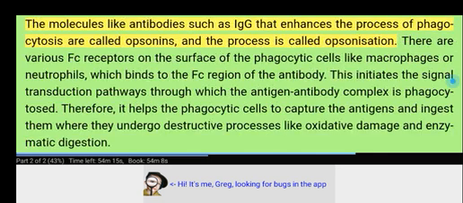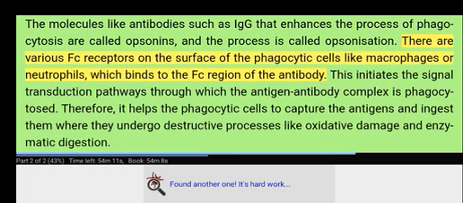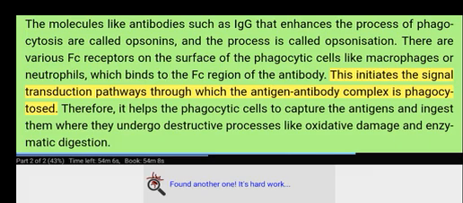Opsonization. The molecules like antibodies such as IgG that enhance the process of phagocytosis are called opsonins, and the process is called opsonization. There are various Fc receptors on the surface of the phagocytic cells like macrophages or neutrophils, which bind to the Fc region of the antibody. This initiates the signal transduction pathways through which the antigen-antibody complex is phagocytosed.